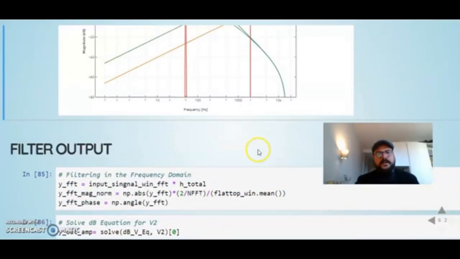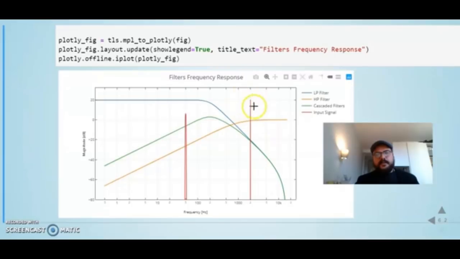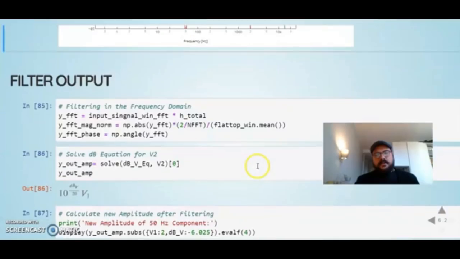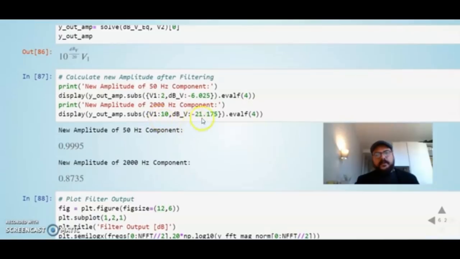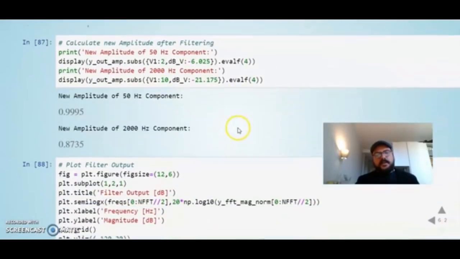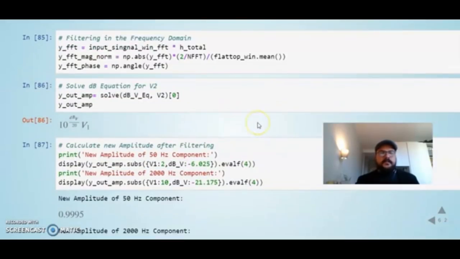For our frequency component of 2 kilohertz, it was 10 volts before filtering, but we'll have an attenuation of minus 21.175 dB, so it's a bit more than 20 dB. If it would be 20 dB, then it would be 1 volt. So we have this ratio of 10, gain of 10 and 20 dB in the dB scale. So the new amplitude for the 2 kilohertz component will be 0.87.